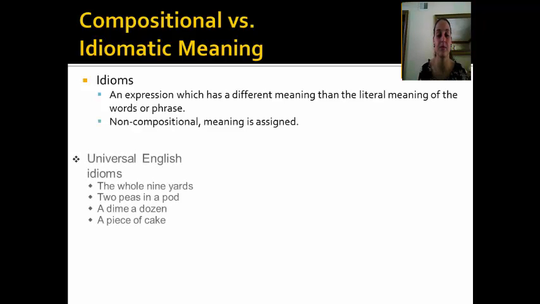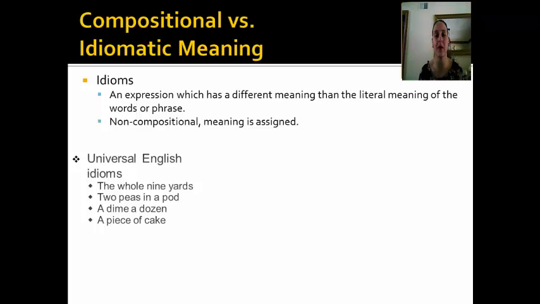So let me give you an example. The whole 9 yards. Okay. So what do we mean by the whole 9 yards? We mean everything. Okay. How about 2 peas in a pod? We mean maybe 2 people who are very close.